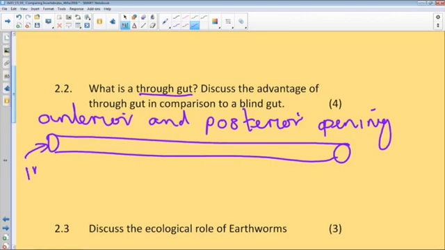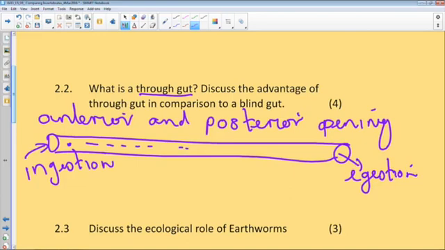So we have the ingestion of food and we have the egestion of food. Essentially, here we have an anterior end where food enters and travels through, it undergoes the process of digestion, and then whatever is undigested is egested and removed from the body. So why is this an advantage to the organism? We've got to discuss the advantage of this in comparison to a blind gut.